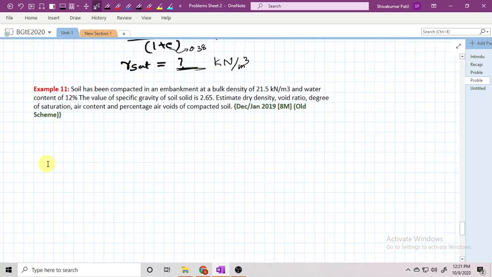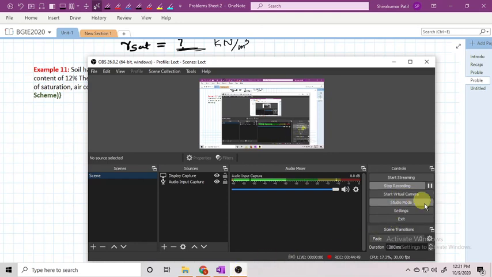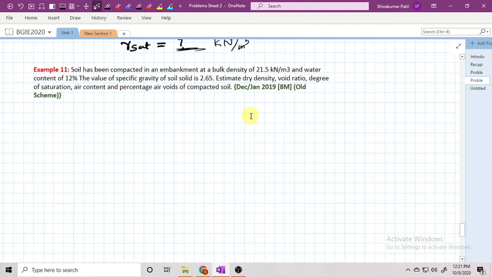Okay, so next problem you see. This is the 11th problem. Let me check whether it is recording. Yes. So this problem you check. What is given? Read the problem.